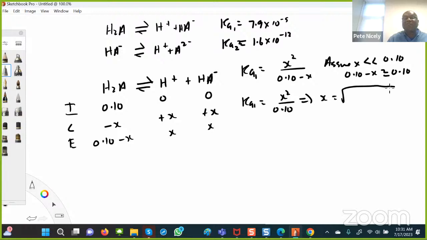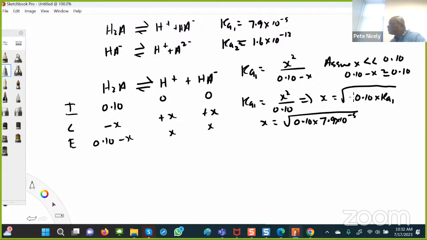So this equation will simplify to Ka1 is equal to X squared over 0.10, which implies that X is equal to the square root of 0.10 times Ka1, which is equal to the square root of 0.10 times 7.9 times 10 to the minus 5. So according to my calculations, this works out to be equal to 2.8 times 10 to the minus 3. So that would be the X value here, and that would be the X value here, all right?